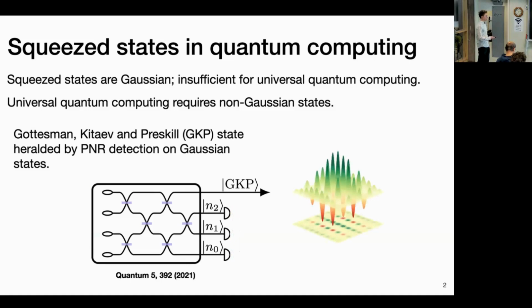However, we have to wait until we get the correct pattern of photon numbers until we know that we have the GKP state. And the detectors require cryogenic temperatures. So it would be nice to have a more deterministic source of non-Gaussian states, of course, and that you could generate them at room temperature.